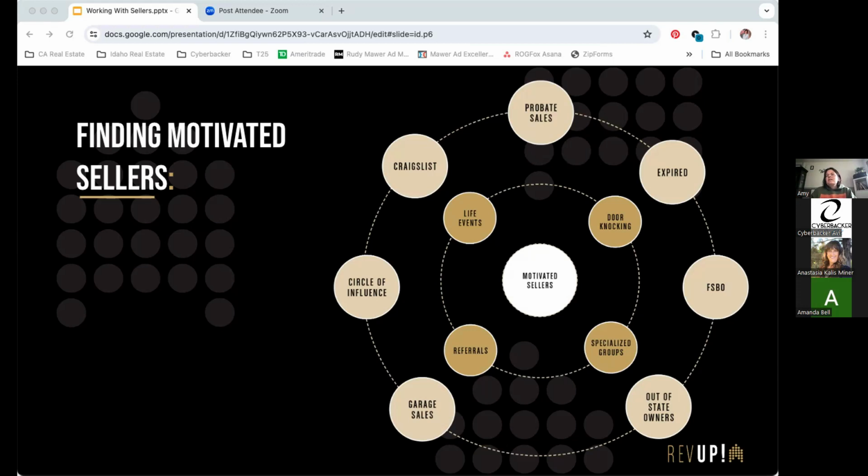Some additional ways to find sellers would be out of state owners, right? Where are people moving to from this area, or where are they looking to move to, to advertise in different areas. FSBOs, those are for sale by owners. You've got expired listings, you've got probate sales, right? So it comes to making contacts with probate attorneys, making those relationships, letting them know you've got a system to help their people move through that process.